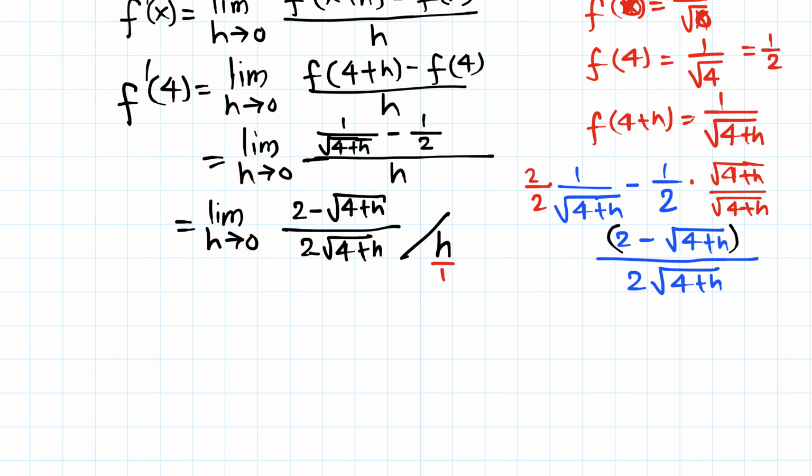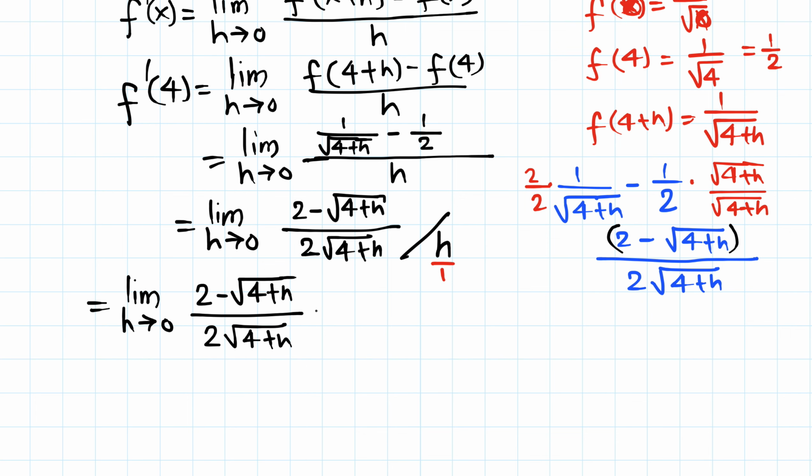So this one becomes, then, limit as h goes to 0 of 2 minus the square root of 4 plus h on the top, over 2 times the square root of 4 plus h on the bottom, times 1 over h. If we try to plug in 0, the square root of 4 is 2, 2 minus 2 is 0, and here is 0 times this one. So still we are in trouble. Pretty much we need to cancel this h from top and bottom.